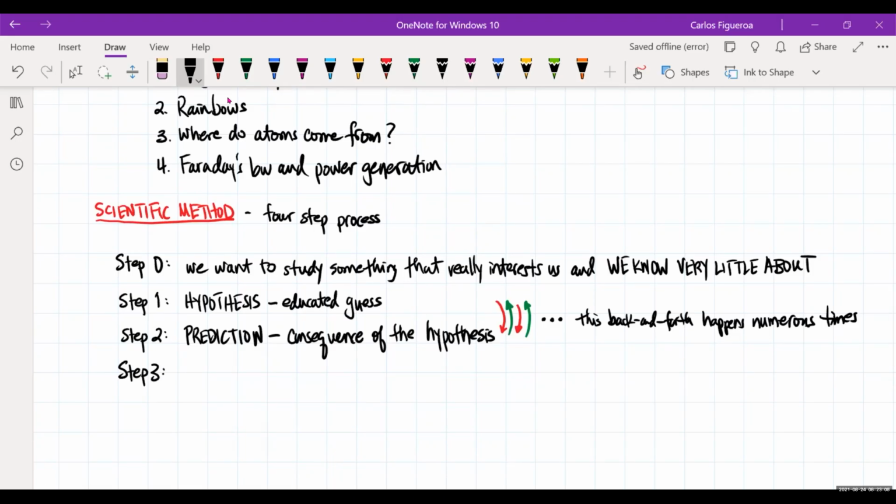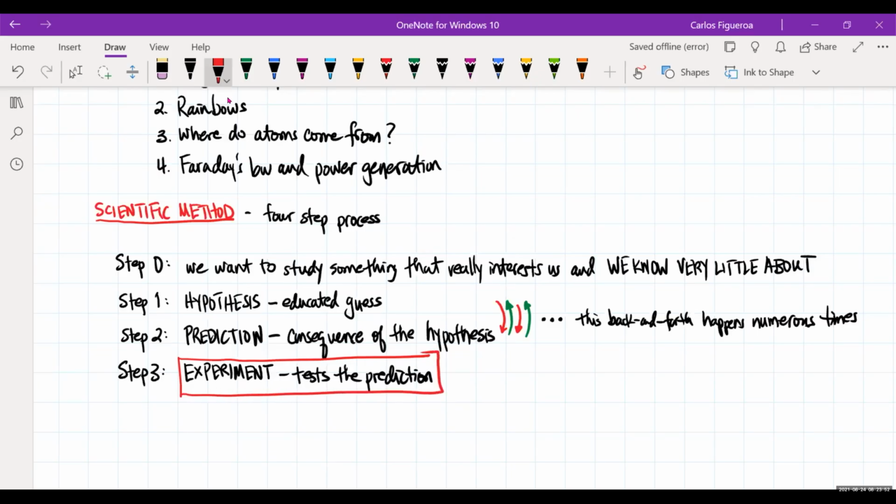Step 3 is that you now perform an experiment. And this is what makes science science. Science is about evidence-based knowledge. No thinking that this is fake or whatever it is. That's just not true. Experiment is the core of the scientific method. And what it does here is it tests the prediction. So this is the key to the whole process right here.